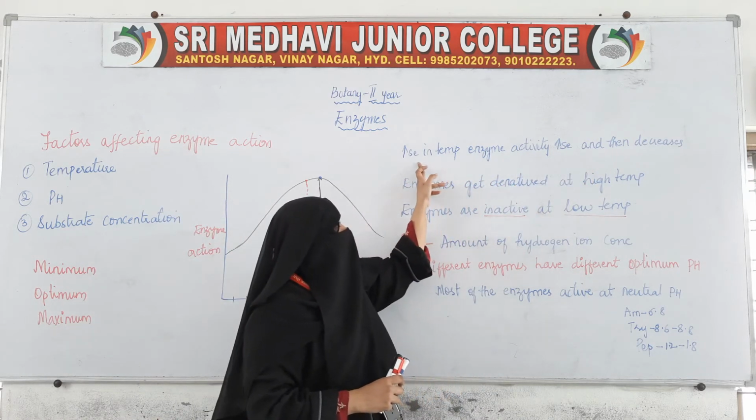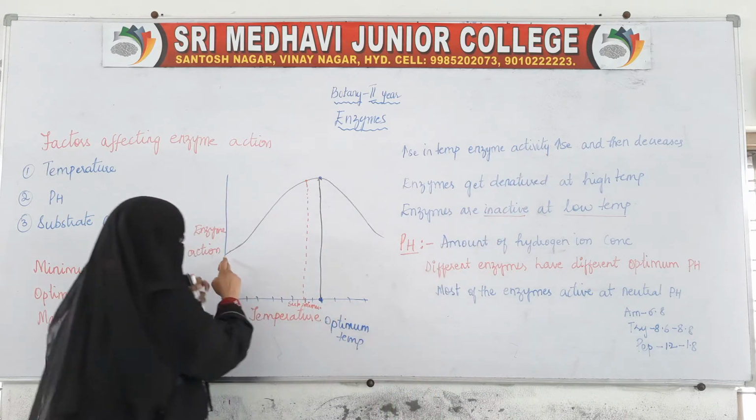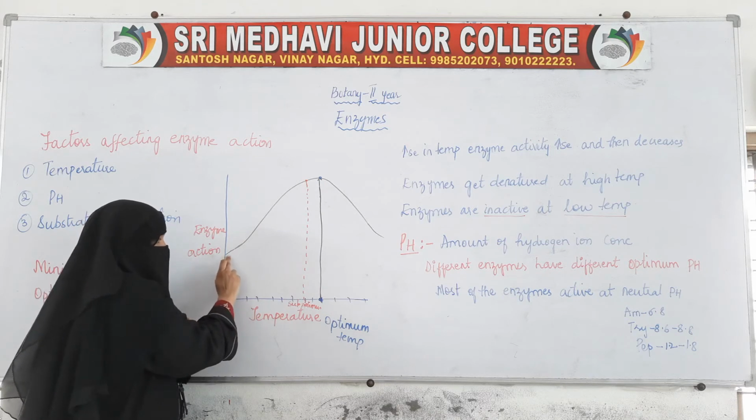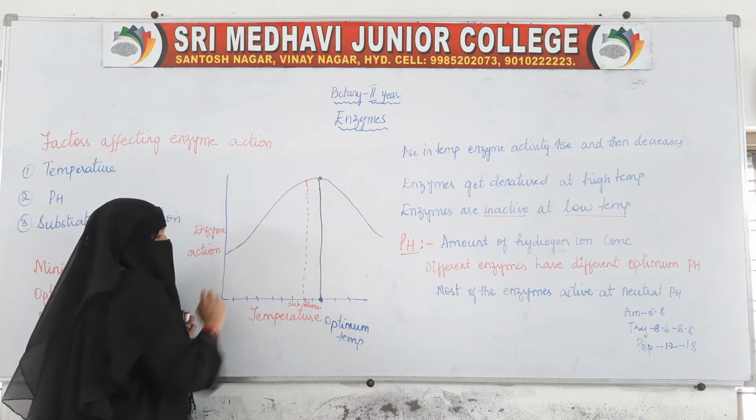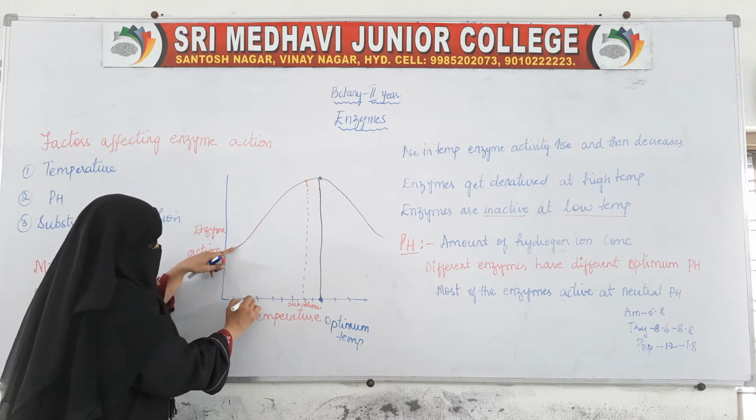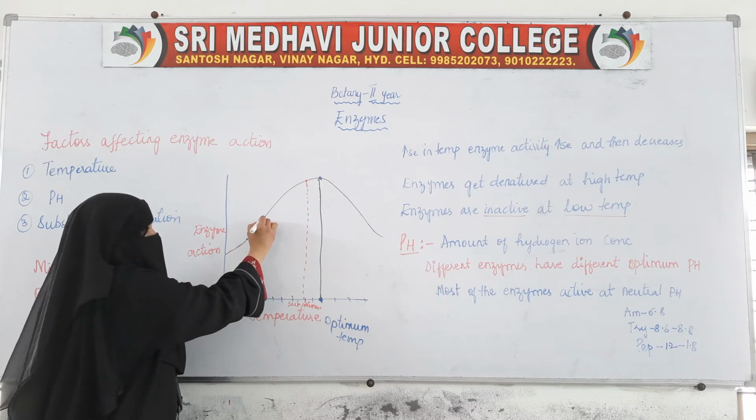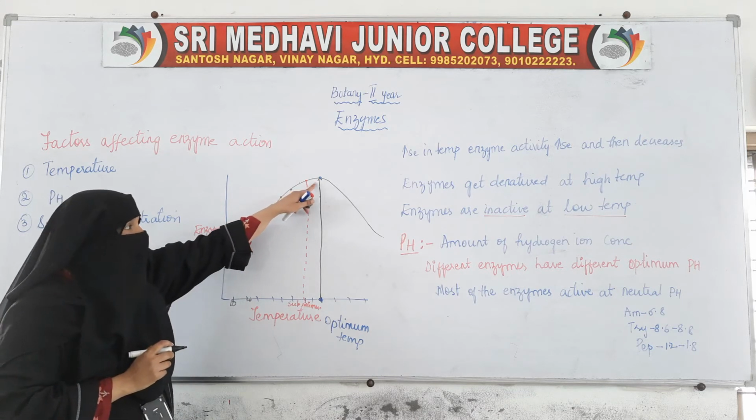Increase in the temperature, enzyme activity increases. If we see from here, it was 10 degrees, 20 degrees, 30 degrees, 40 degrees. So with the increase in temperature, the enzyme activity is also increasing. If this is 10, the enzymatic activity was here. With the 20, it is here. So it is continuously increasing. With the increase in temperature, the enzymatic activity is increasing.